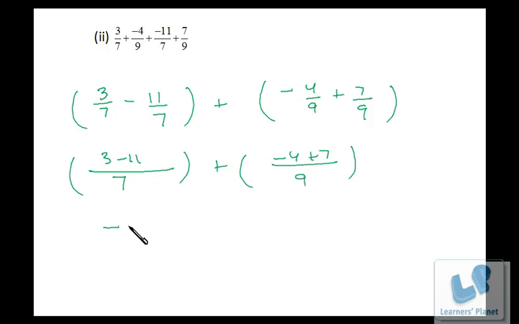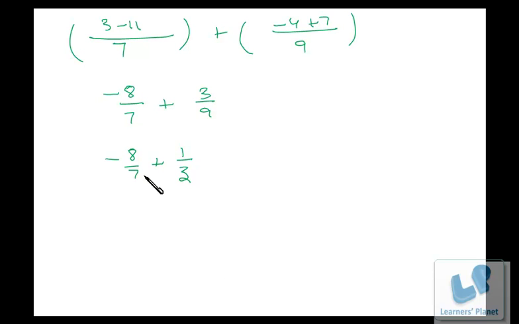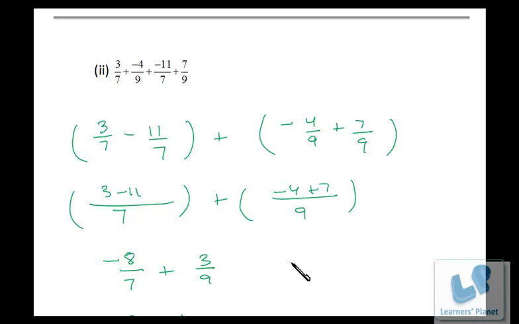Now 3 minus 11 is what? Minus 8, this is by 7 plus this is 3 by 9. Okay, so it's minus 8 by 7 plus 1 by 3. Now further we have to take LCM of 7 and 3, it's 21. 7 into 3 is 21, so that 3 into 8 is 24, and we have a negative sign over here, plus 3 into 7 is 21, so that 7 into 1 is 7. Now minus 24 plus 7 will be minus 17 by 21. Okay, so very simply we have solved this problem just by rearranging the numbers.